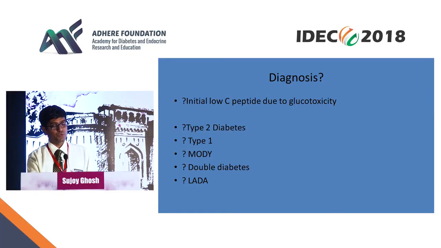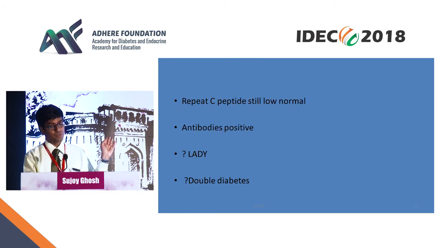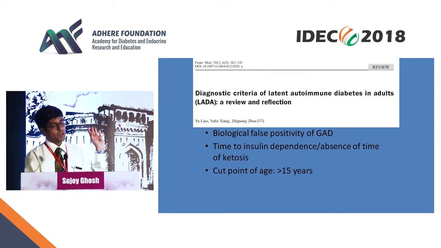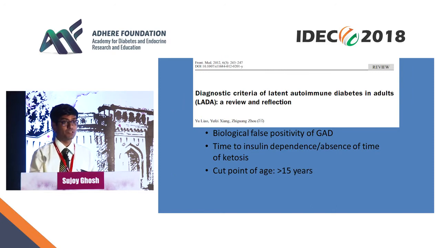So when you have such a situation, you think of either it's the glucotoxicity which has caused it, or it's still in the phase where there's going to be further decline and it's going to go into type 1 diabetes. What's important is in this individual the C-peptide still remained low normal, but the antibodies were positive. So in the adult you have an entity called LADA, in the younger individual you have an entity called LADI, which is the same thing. Having said that, you've got to also remember that there might be biological false positivity of the antibodies. So whenever you are interpreting the antibody test results, keep that in mind.